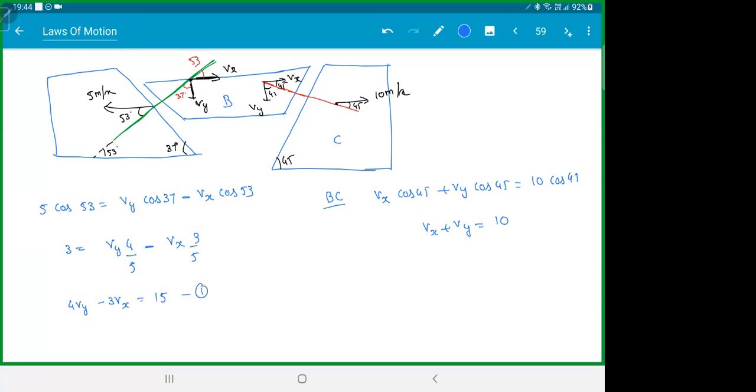This is your equation 1 and this is your equation 2. Two equations, two unknowns, solve. I guess it's lengthy. There is no other way out actually. You literally have to take the two normals and get the components. So substitute here, we end up with 4 Vy minus 3 times (10 minus Vy) is 15. 7 Vy, that would be 30 plus 15, 45. So Vy is 45 by 7. Vx would be 70 minus 45, 25 by 7. Hope I'm right. Yeah. Check out this thing.